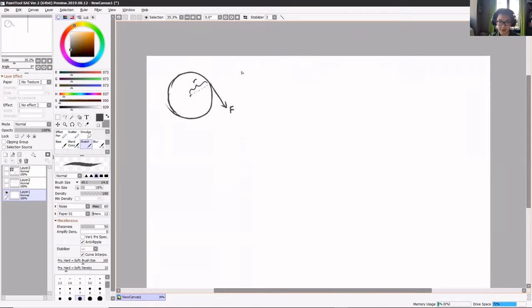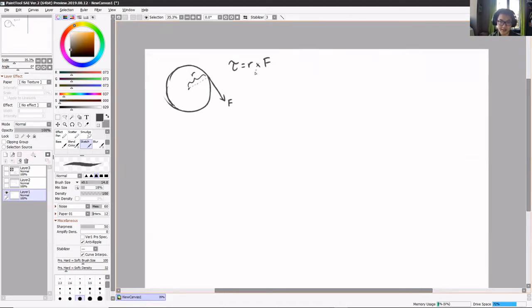So how do we quantify torque? Torque, or tau, is equal to the length of the lever arm, or r, times the force. So let's say we have the lever arm being 1 meter long, and the force is 2 newtons. That means the torque felt at this point right here is equal to 2 Newton meters.